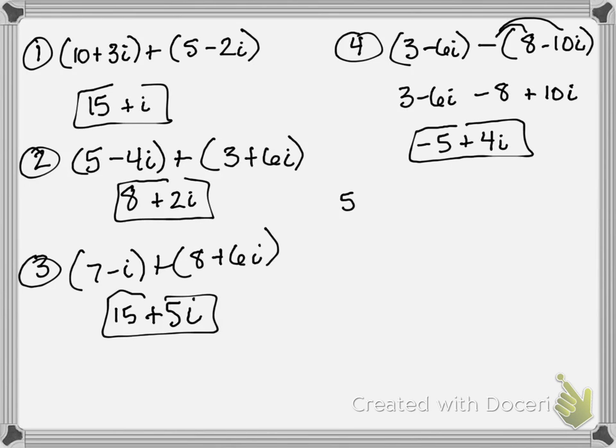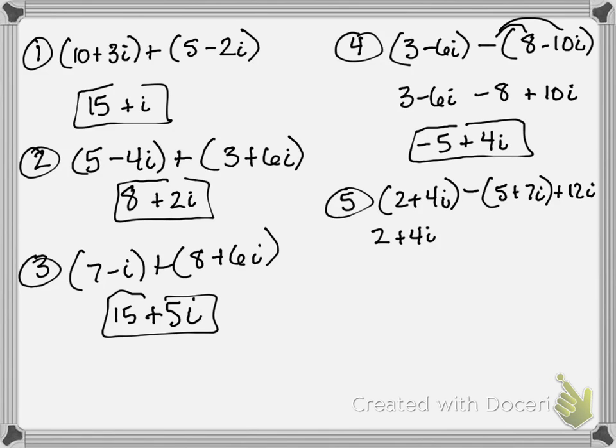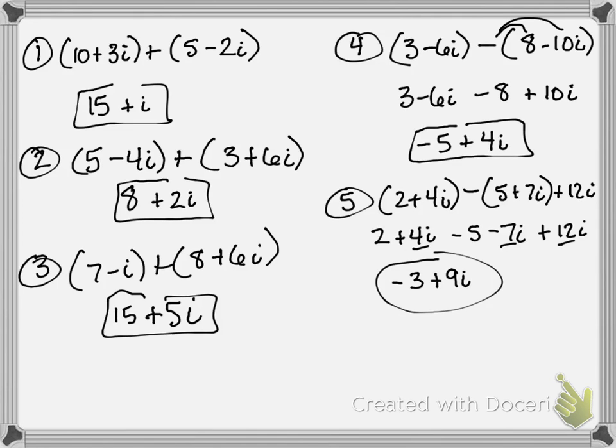Okay, 5. 2 plus 4i minus 5 plus 7i plus 12i on the end. So again, you're going to distribute that negative through. 2 plus 4i minus 5 minus 7i plus 12i. Okay, combine your like terms. 2 and minus 5 are like terms, so that gives you negative 3. All right, 4i, negative 7i, positive 12i are all like terms. So when you combine those, what do you get? 9i? Okay, that's the answer.